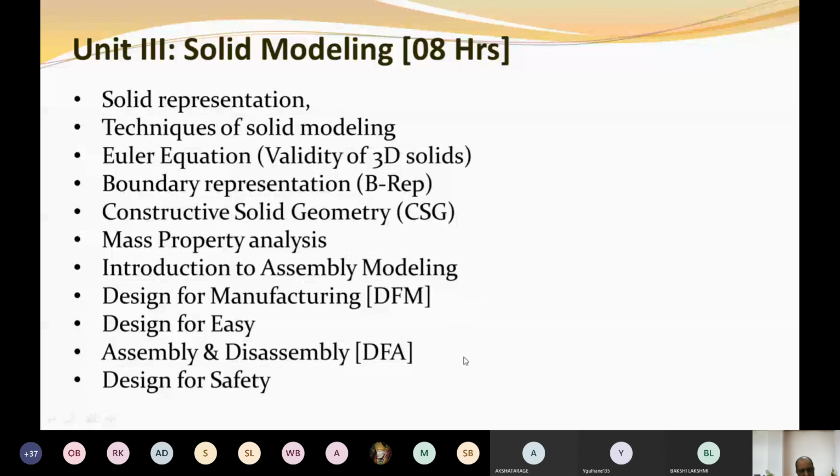Design for safety. When we design a particular product, it should be safe to use, and it should not harm any person nearby. Various parameters are there, and all these things are theoretical.